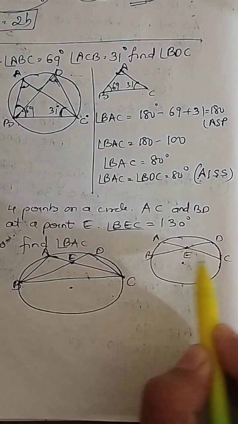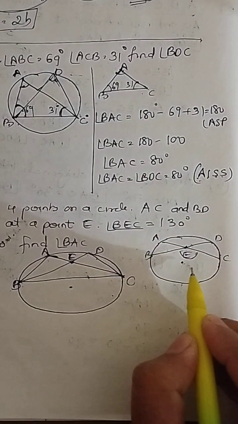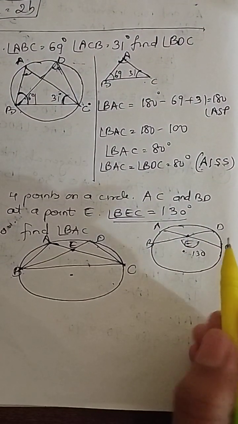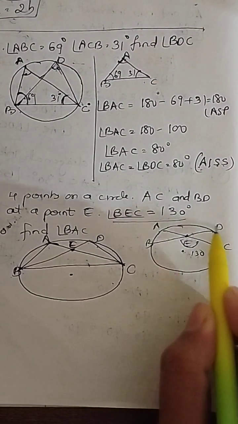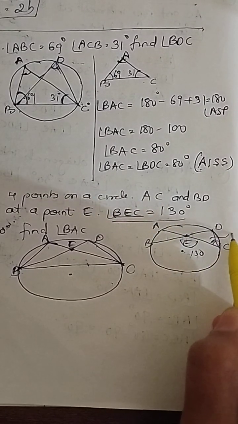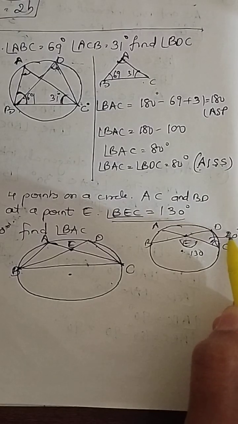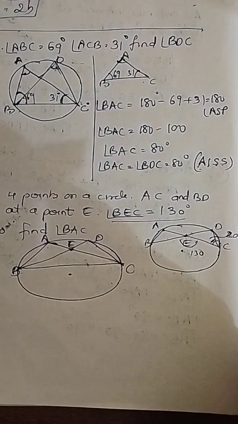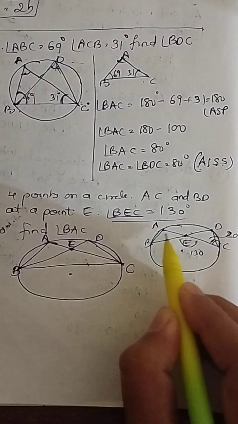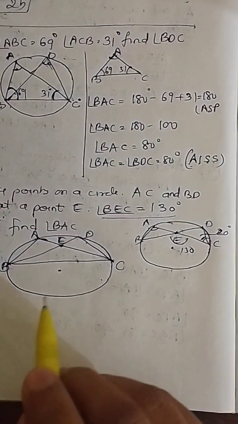And now go accordingly. Angle BEC is given to be 130 degrees. Angle ECD, so we'll join this, is given as 20 degrees. You are asked to find out BAC. See this one, this also is quite simple.